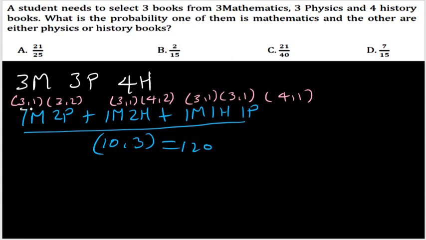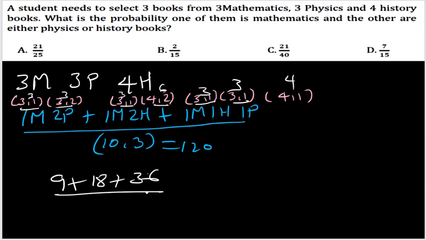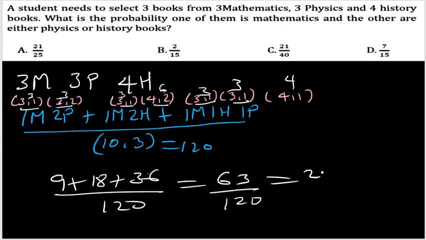So what you can do, 3 combination 1 is 3, and 3 combination 2 also 3. 3 times 3 is 9, plus 3 combination 1 again 3, and 4 combination 2 is 6. 6 times 3 will be 18, plus 3 combination 1 again 3, and here also 3. 3 times 3 is 9, again this is 4. 9 times 4 is 36, divided by 120. When we add the upper part it will be 63, divided by 120. We can simplify by 3, it will be 21 over 40. So the answer, or the probability, will be C.